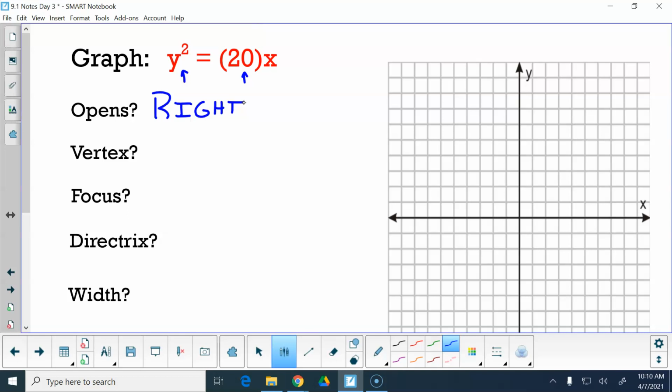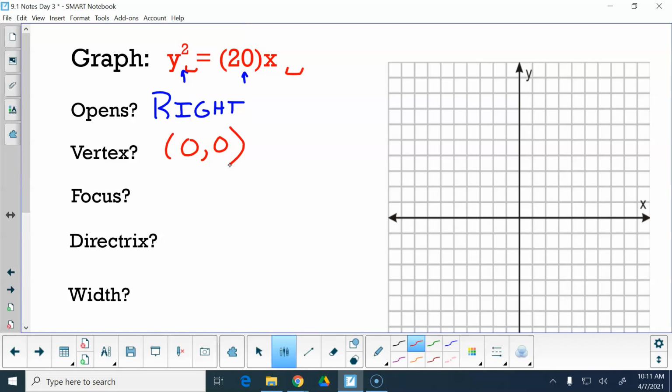Okay. Step 2, vertex. What is the vertex? What comes after the y? What's attached to the y afterwards? What's attached to the x afterwards? So it's just 0, 0 because there's nothing after either one of them. So that means it's just 0, 0.